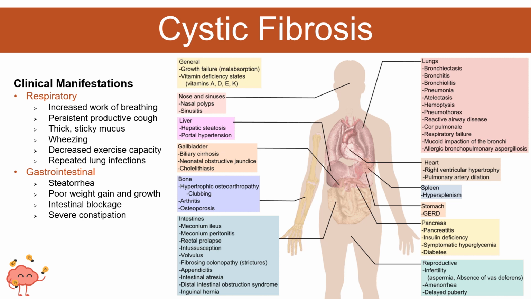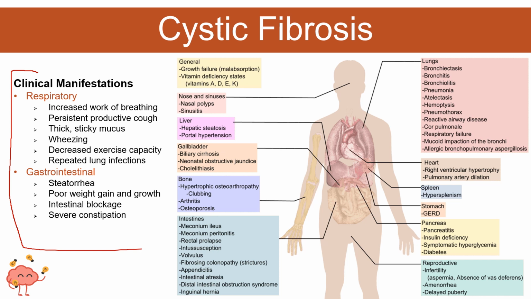Now the GI system is largely affected because of the accumulation of mucus in the pancreas, which again makes the release of those pancreatic enzymes almost ineffective because they can't pass through that mucus. So clinical manifestations of that would be steatorrhea, which is foul-smelling, greasy stools, poor weight gain and growth, intestinal blockage, and severe constipation. So you should know these signs and symptoms.